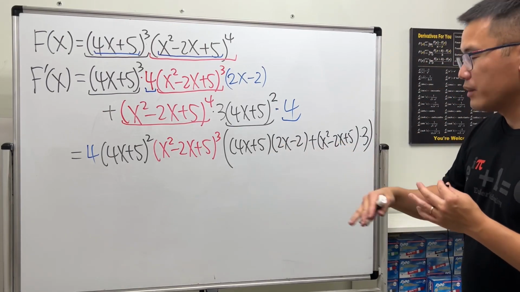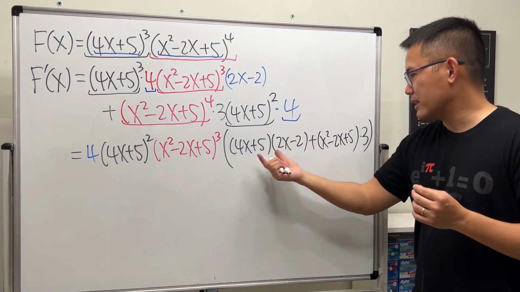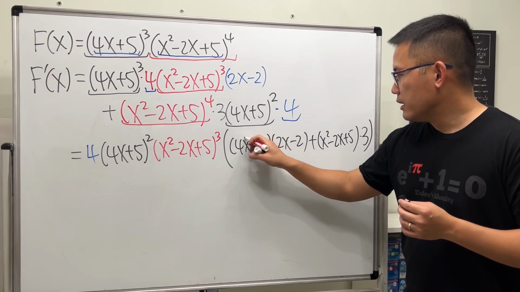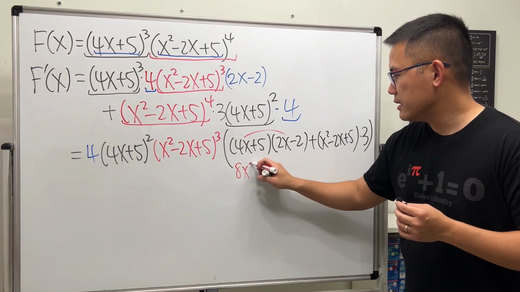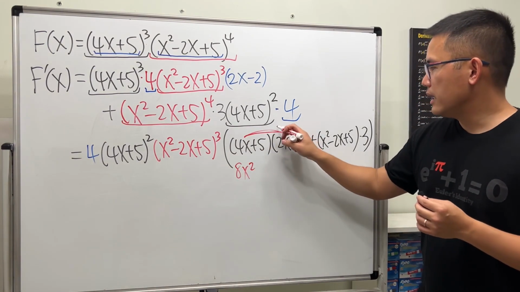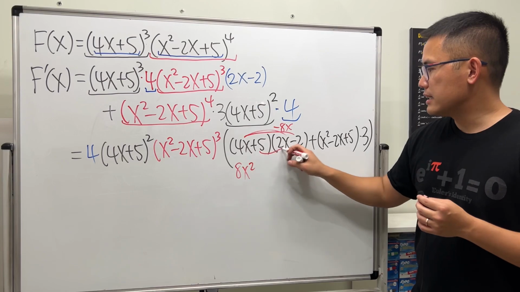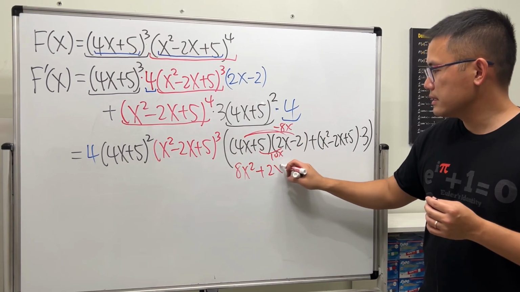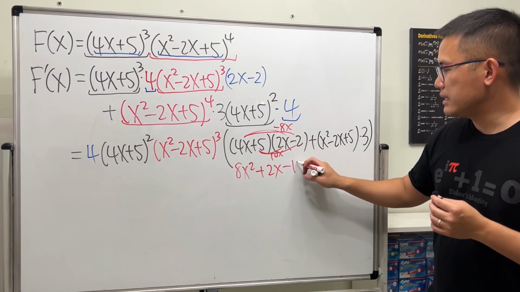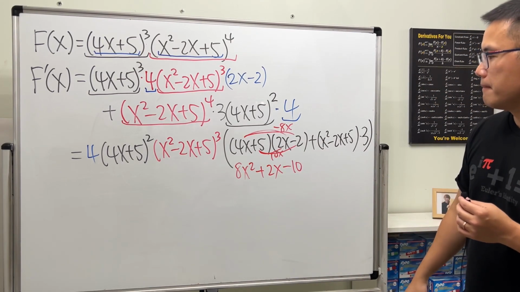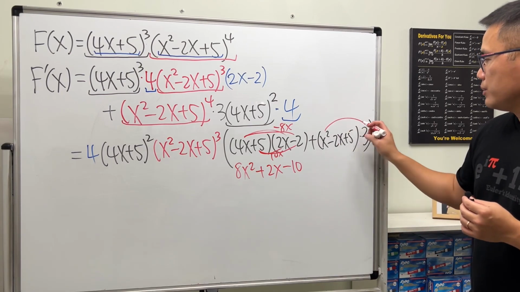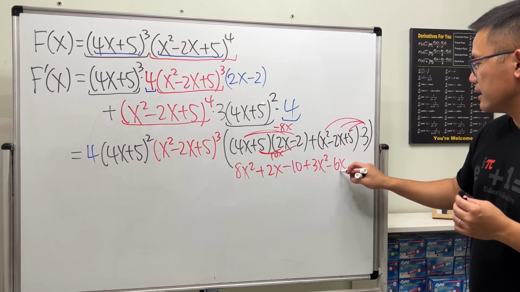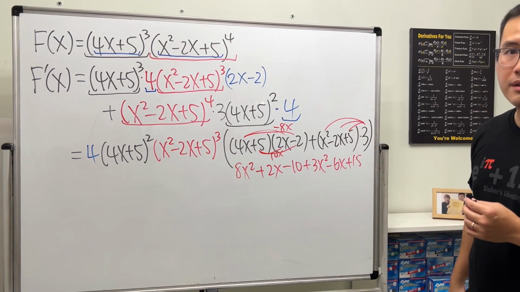Here, let's just multiply out and combine terms. There's a plus in between, right? So multiply it out and see. This times this gives us 8x squared. This times that is negative 8x, and then this times that is 10x. So this and that together is plus 2x, and this times that is minus 10. And then for this, let's just distribute the 3. So plus 3x squared minus 6x, and then plus 15.